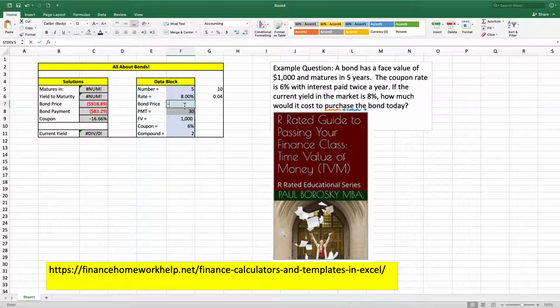Now, if I type in negative 918.89, then all of these are going to start to align: the bond prices, the payments, and then the coupon as well. So what this does is, if they want us to solve for maturity, then we can plug in the information that we have here, and it's going to solve for maturity. If they want us to solve for bond payment, then we go over here and plug in the information here, because they're going to give us all this other information except for the bond payment, and we'll be able to figure out what the bond payment is. This template is also going to solve for the current yield as well.